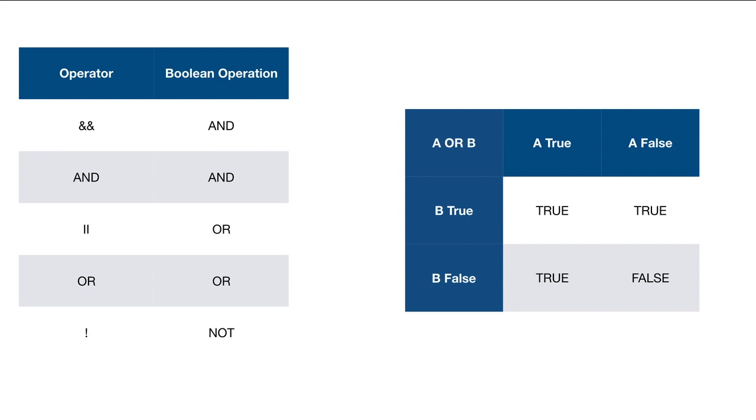And if we look at OR, if A is true and B is true, then A or B is true. If A is true and B is false, then A or B is true. If A is false and B is true, then A or B is true. And if A is false and B is false, then A or B is false.